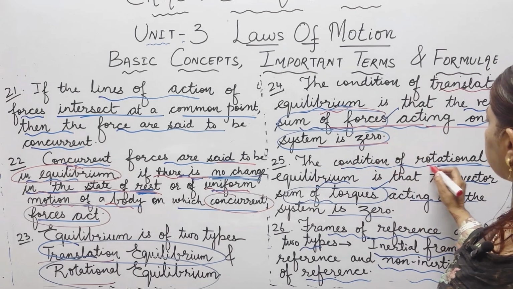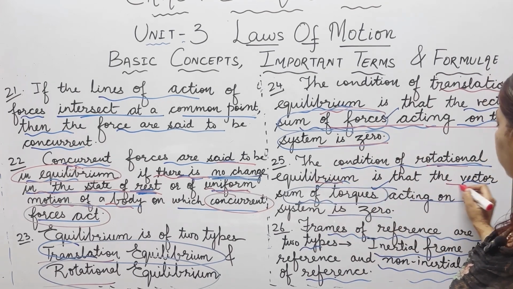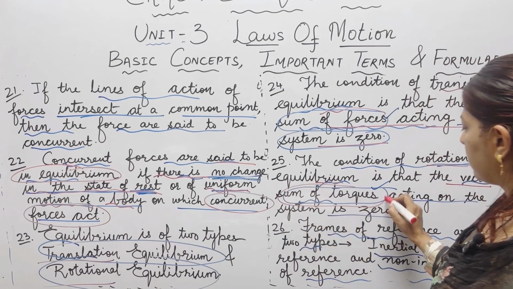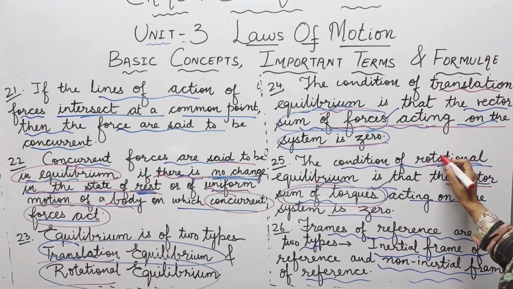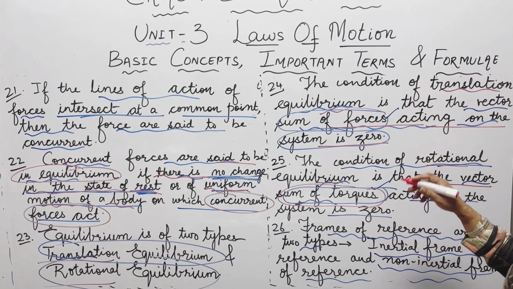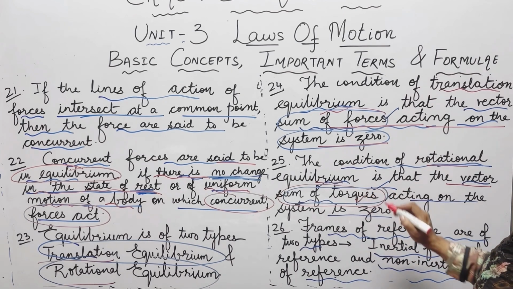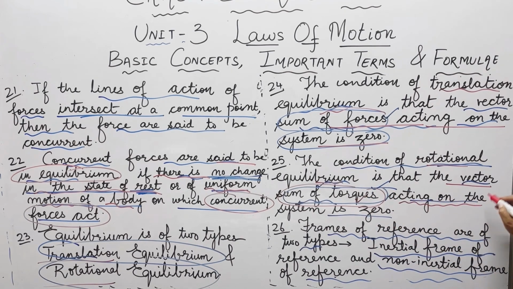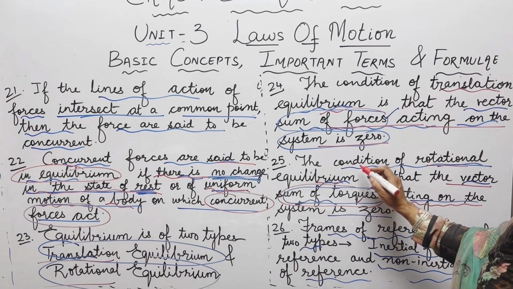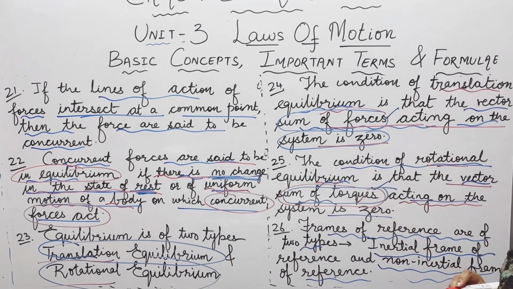On the other hand, in the rotational equilibrium, the vector sum of torques, because rotation is related with the axis of rotation and the torque is one of them, should be zero acting on the system, and this is called the rotational equilibrium. Another point is about the frames of reference.